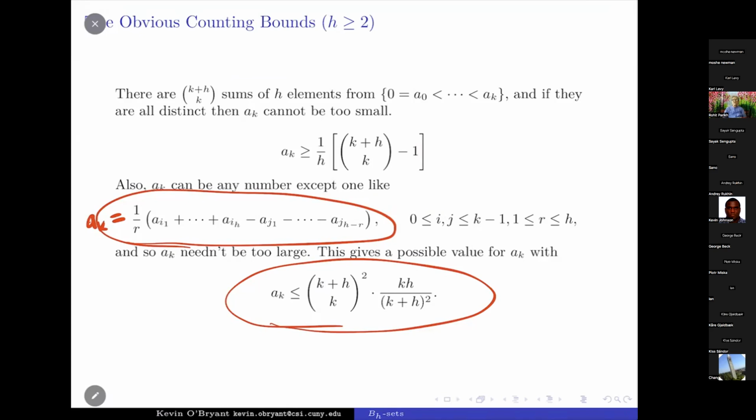Okay, so I'm going to be talking later about a greedy B sub H set, and this is going to be literally a bound for the kth element of the greedy set. Okay, so we've got these combinatorial upper and lower bounds.